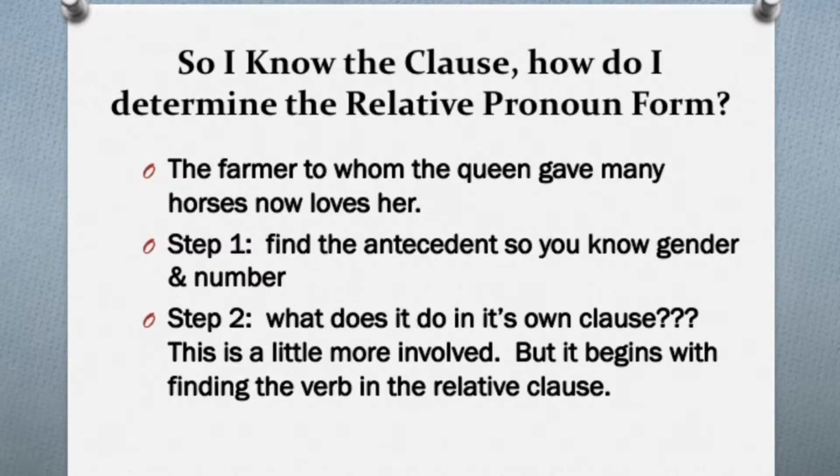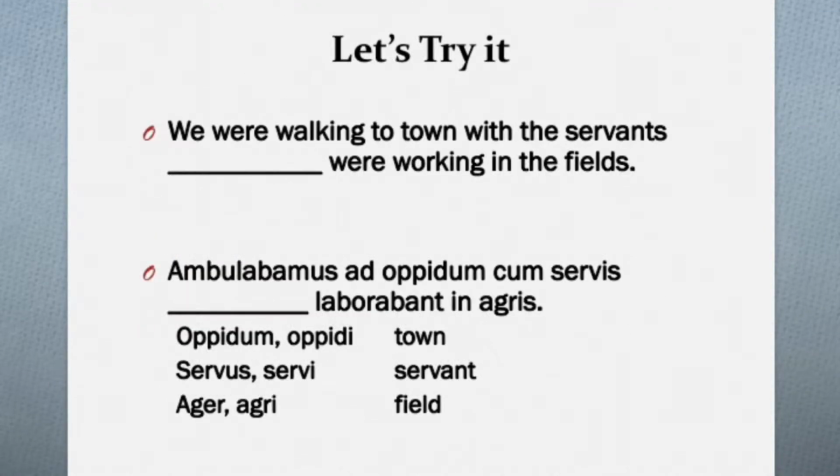Let's practice. As we look at this first sentence, we were walking to the town with the servants who, whom, whose, or which were working in the fields. We must determine the antecedent of the relative pronoun, which would be the servants. Servants tells us that my pronoun must be masculine and plural.